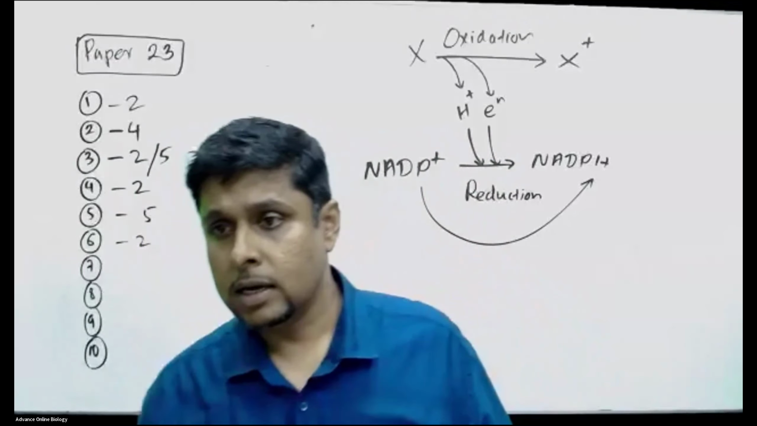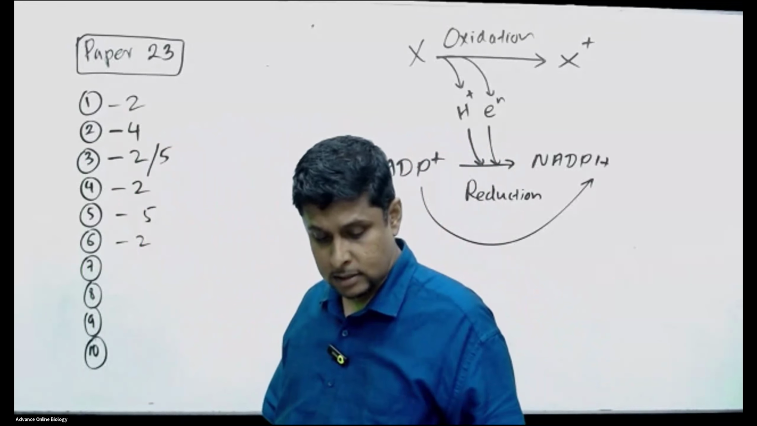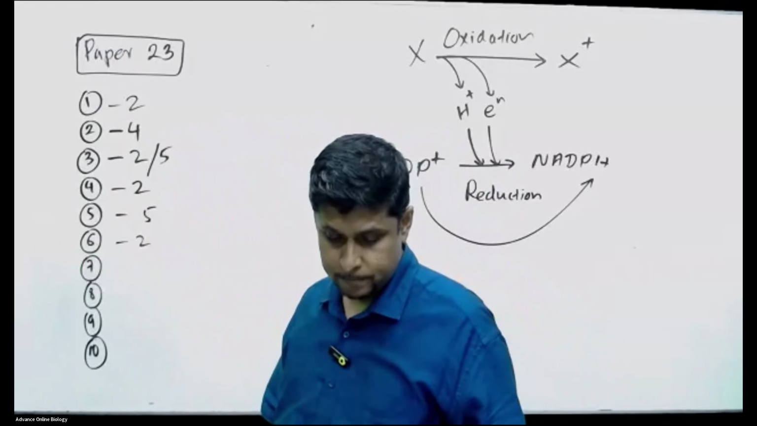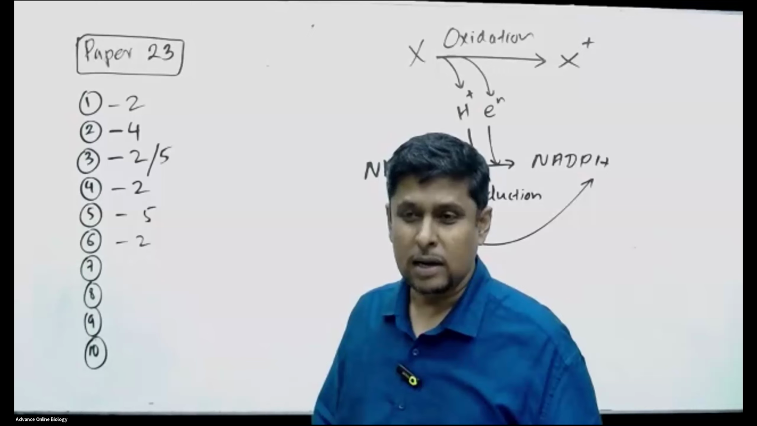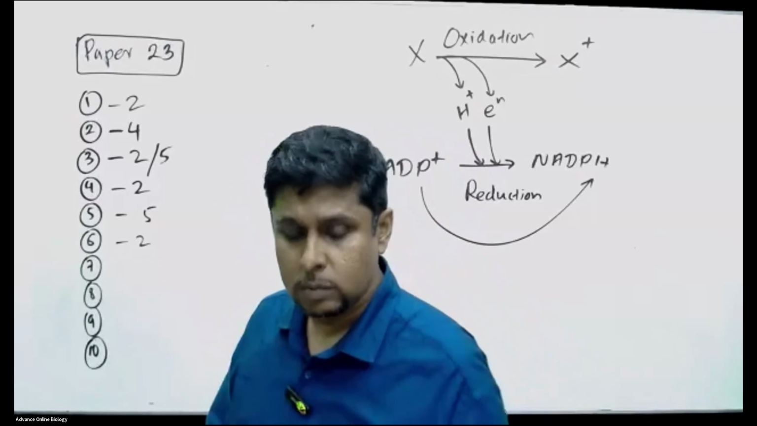So I did not understand the statement. Last statement: citric acid is produced as primary product in this cycle regarding carboxylation. It's not clear. We'll just leave that. Then what about the third one?